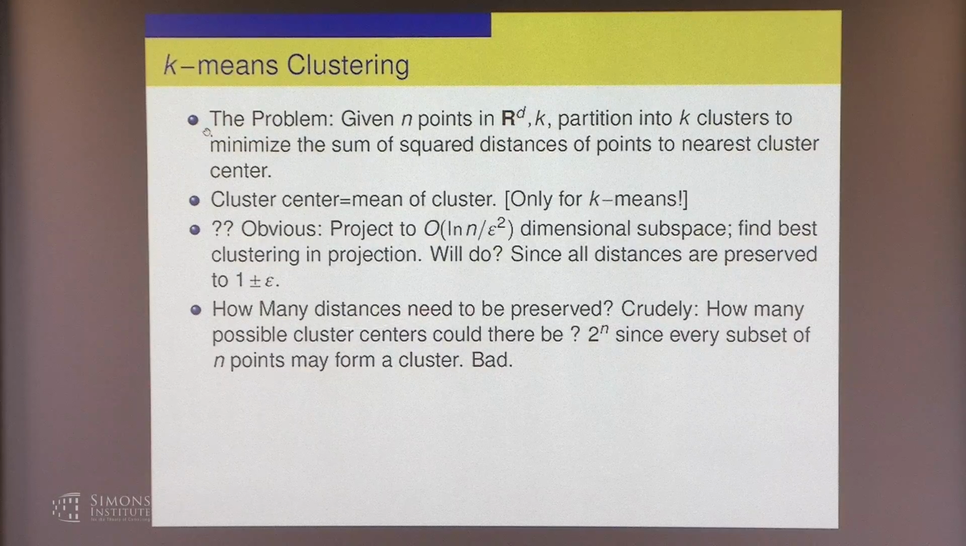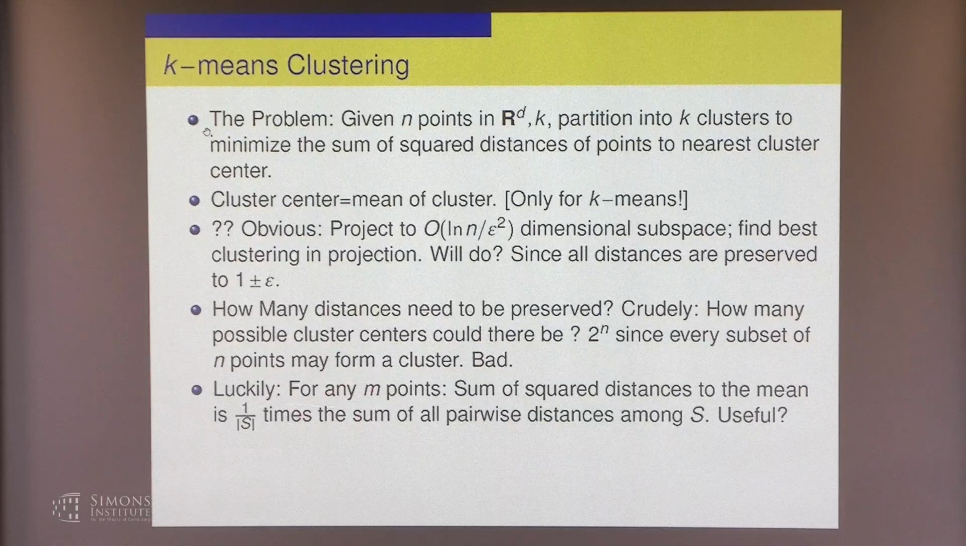Crudely, there could be 2 to the n possible subsets, and each could have a cluster center. If you have to apply the union bound to that, that's not so good. That's too many. Luckily, for any m points, the sum of squared distances to the mean is expressible in terms of the sum of pairwise distances. So it's enough to preserve all pairwise distances for k-means, because everything can be expressed in terms of pairwise distances. And there aren't too many of those. There are a polynomial number of those.